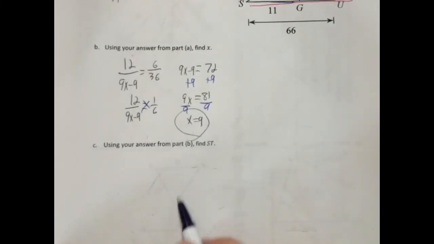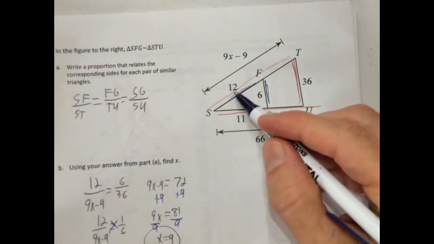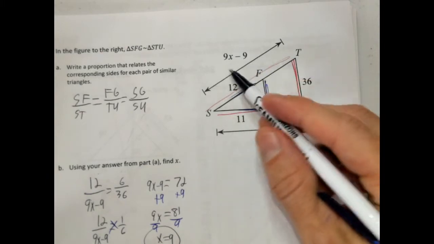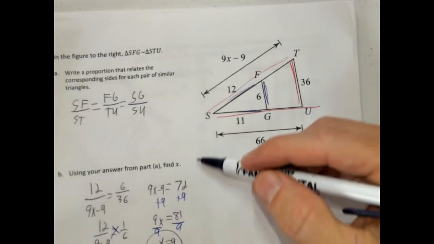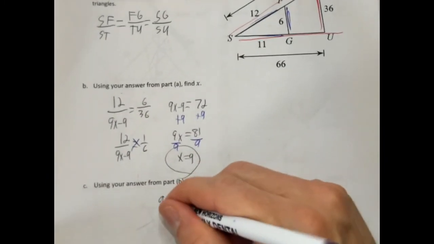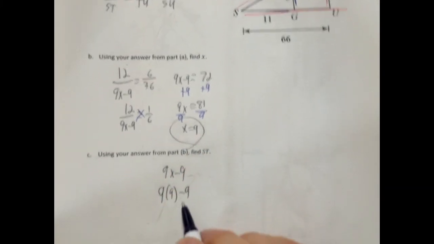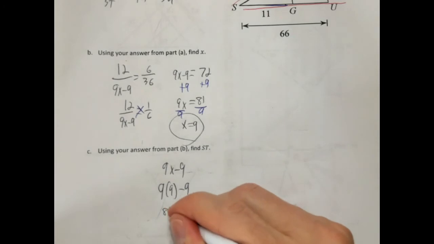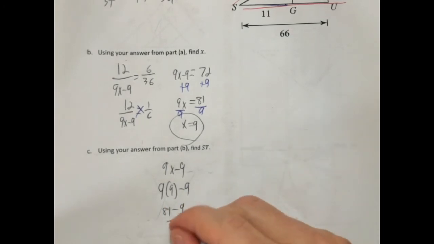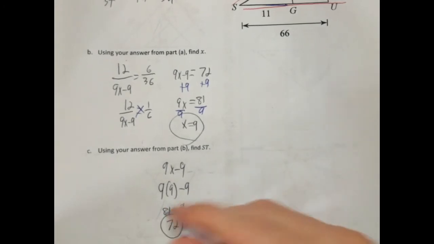Use your answer from part B to find ST. So ST is this, so we're going to plug in our x value, which is 9. So we're going to say 9x minus 9, and then plug in our 9 value. We do order of operations, 9 times 9 is 81. Subtract 9 from that, you're going to get 72. And there's no unit of measurement, so 72.